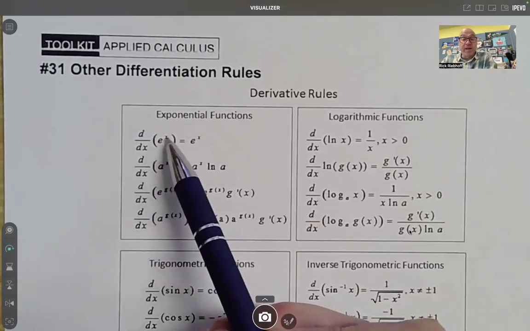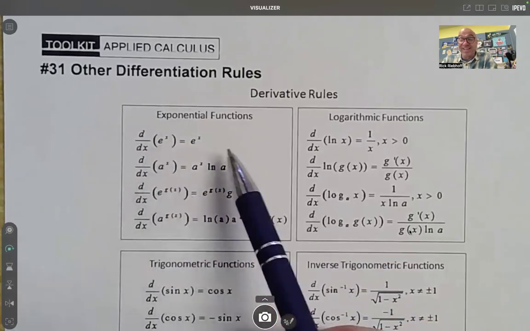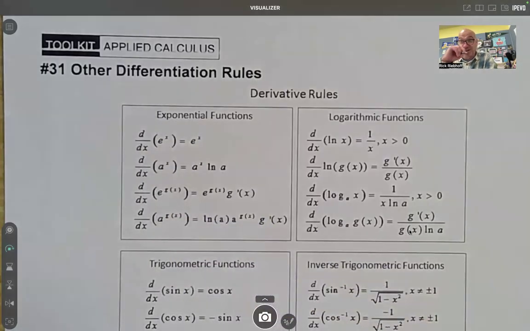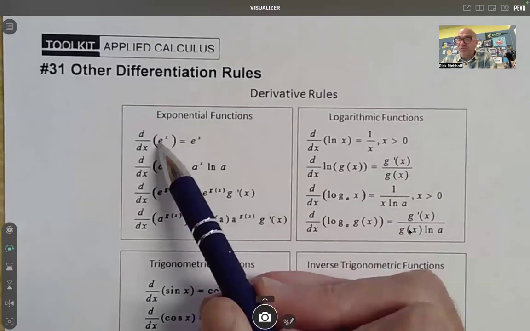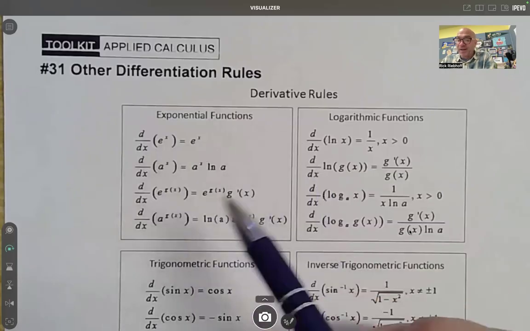So e to the x, right? The derivative of e to the x is kind of cool. It's itself, it's e to the x. So a natural exponential just does that, right?